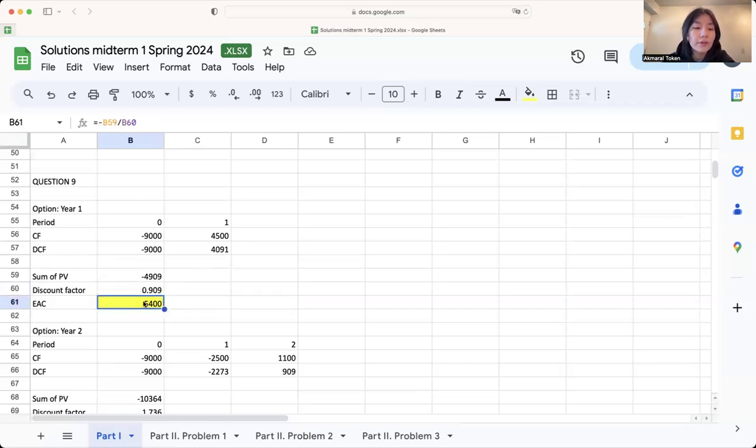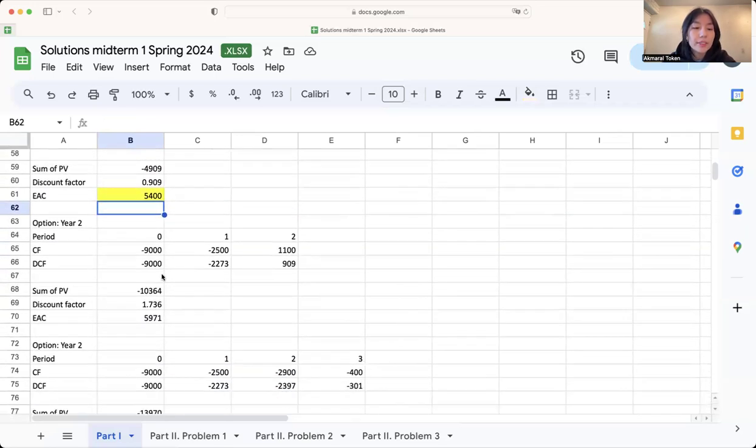So you have to divide this. The formula is given as costs. Costs come with a minus sign, which means that there is no need to include the minus in your calculations. You just take this 4,909 and divide by the discount factor of 0.9. So this gives us $5,400. And the same for the second year.